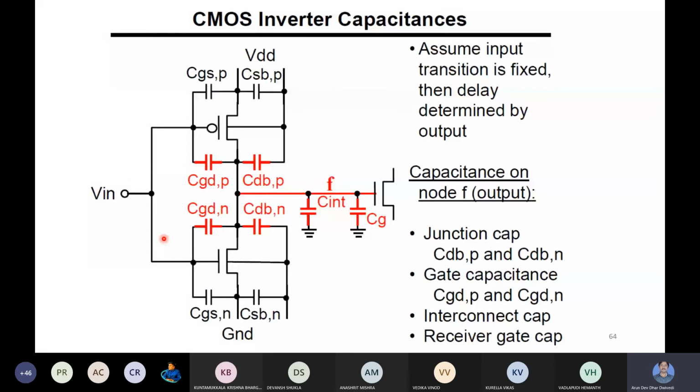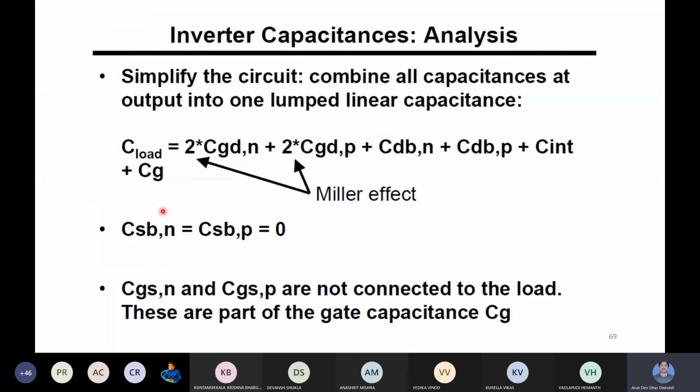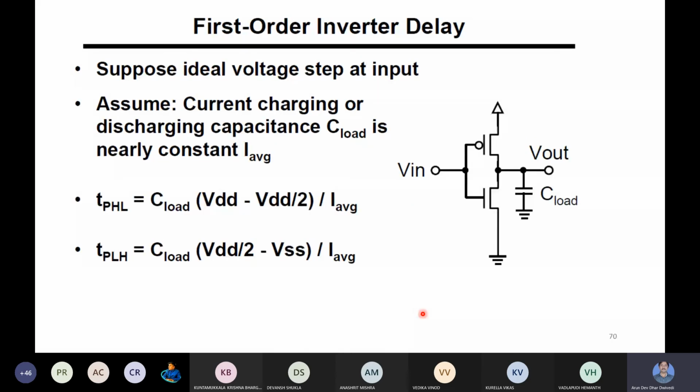CGSN and CGSP are not connected with the load. These are part of the gate capacitance. In the gate capacitance, whatever we are considering, that is already there.